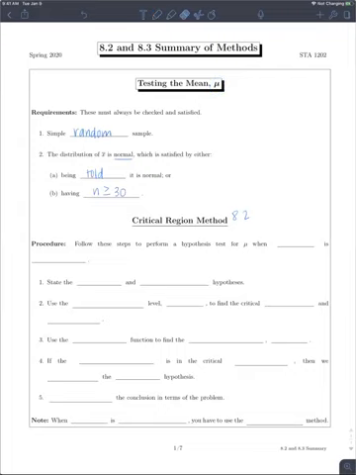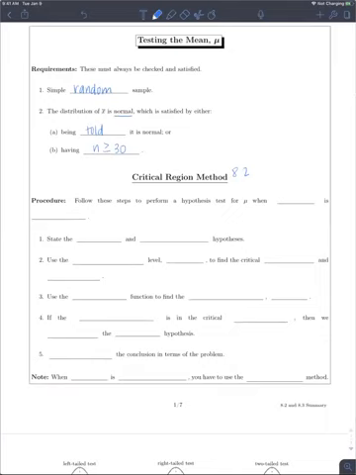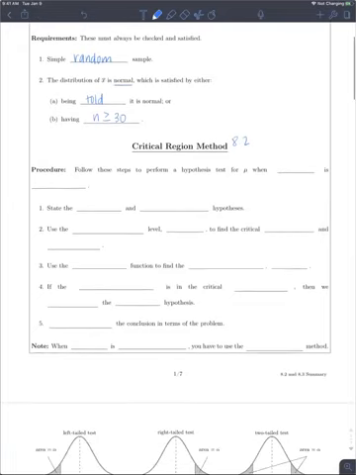After that, there are two different ways you can solve the problem: the critical region method or the p-value method. Remember, the critical region method only works when you are given sigma. If you're not given sigma, you cannot use the critical region method. You have to use the p-value method. So the first thing: follow these steps to perform a hypothesis test for mu when sigma is known.